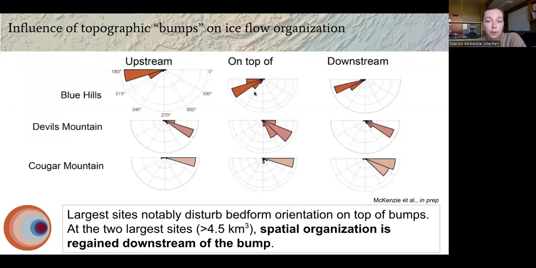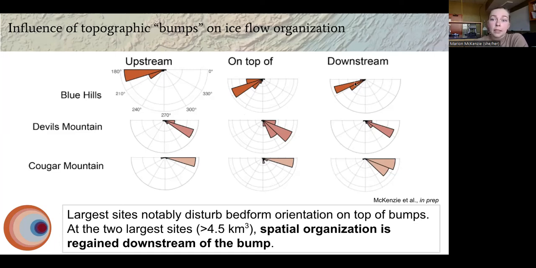So to assess this further, I looked at the orientation or cardinal direction of these streamlined bed forms upstream, on top of, and downstream of the bumps. These are just the three largest sites, but as we look at the orientation as shown in these rose plots, as the ice moves on top of the bump, it begins creating bed forms that are much less organized in terms of orientation than they were upstream of the bump, indicating that the bump is disrupting the orientation of flow.